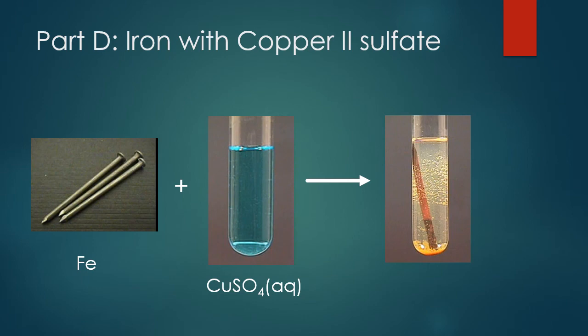Now for part D, we have iron with copper 2 sulfate. So for the pictures chosen, I chose just iron nails. So these are elemental iron, so Fe. We're reacting that with copper sulfate, CuSO4, copper 2 sulfate. And now notice it's a liquid, so that's why we have an AQ written by it, because this is in its aqueous form. So write the description of that solution as well.